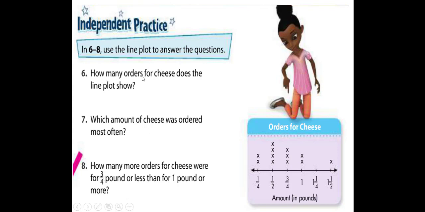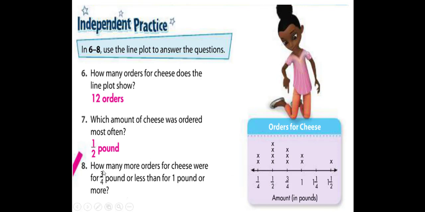How many orders for cheese does the line plot show? How many? All of them. This is the basic question. So here 2 plus 4, that's 6 plus 3, 9. 9 plus 2, 11 plus 1, that's 12. So 12 orders. Which amount of cheese was ordered most often? Which amount, like which one here? Don't say to me 4, no. Which amount here? Half. How many times? It's 4. Now he's asking you which amount, so you tell him the half itself.